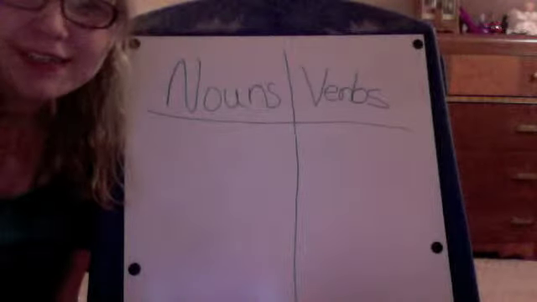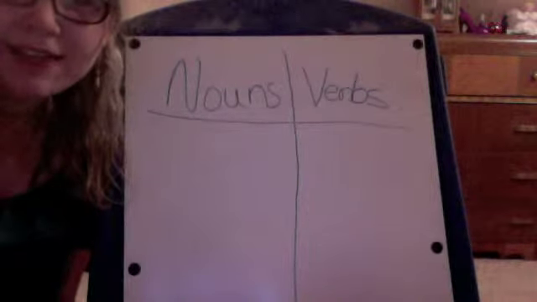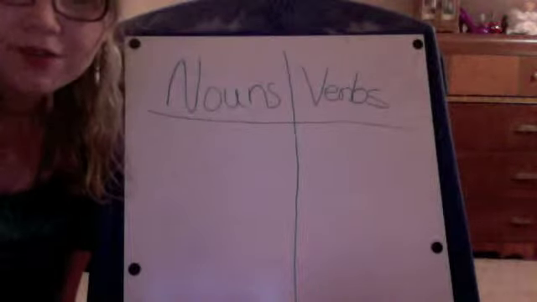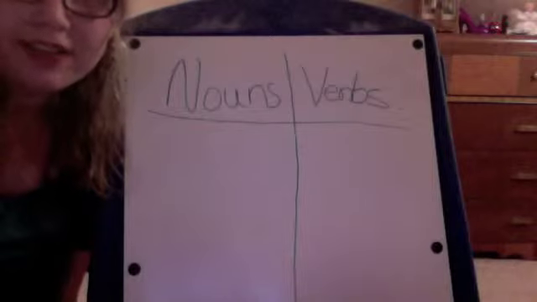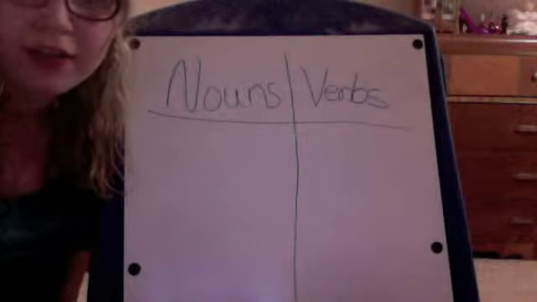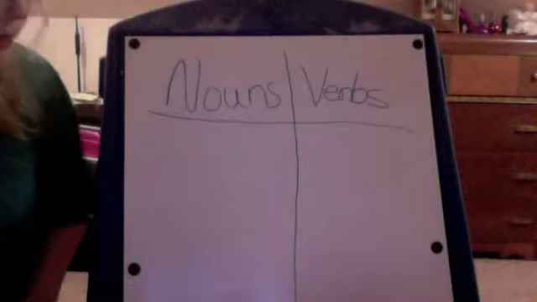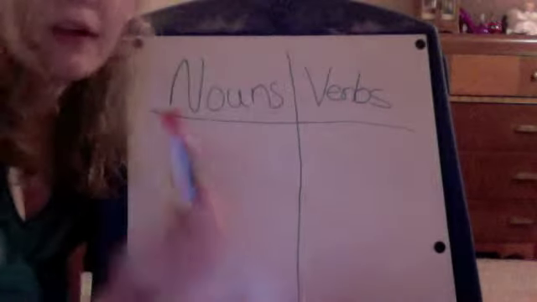I'm doing another teaching video. This time it's teaching a sentence structure for English. So first you need to know what a noun and a verb is, because you have to have them in the sentence. So let's make our nouns red.